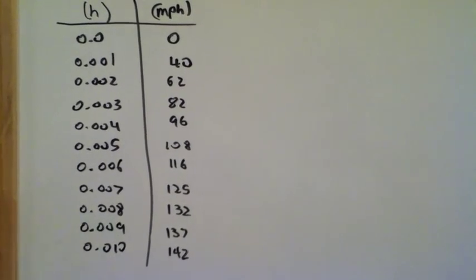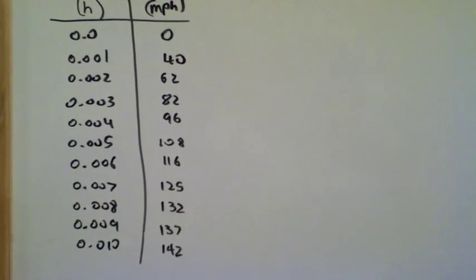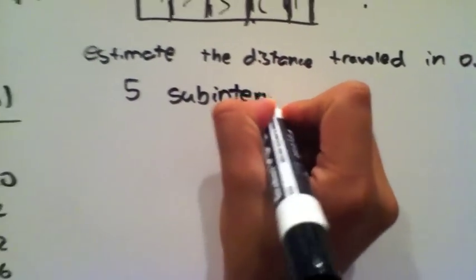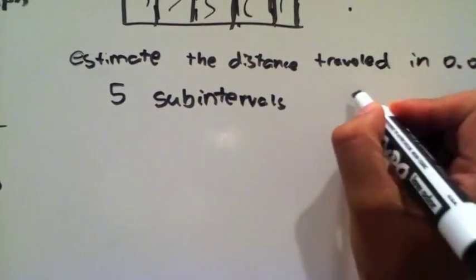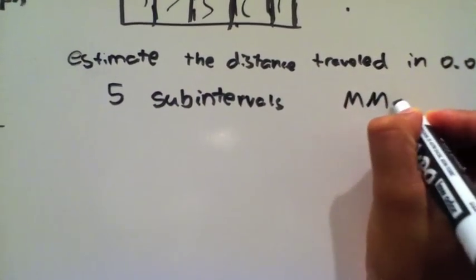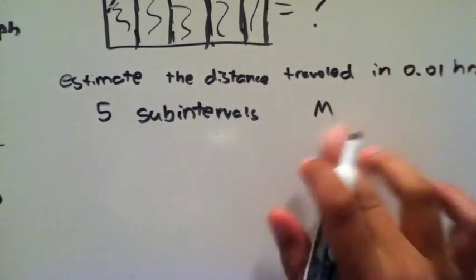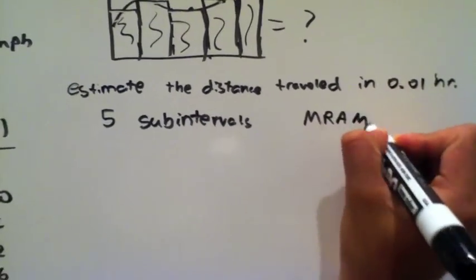So let's just set some guidelines for these subintervals. So let's split it up into 5 subintervals, and we'll use the midpoint approximation method, or midpoint rectangular approximation method. So we'll use the MRAM.